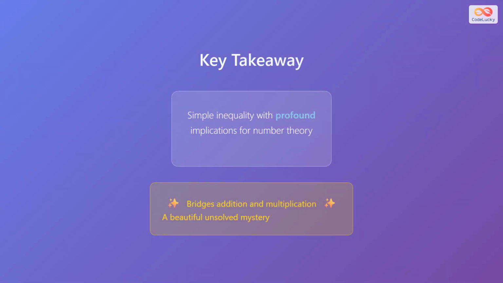In conclusion, the ABC conjecture is a simple inequality with profound implications for number theory. It bridges addition and multiplication. It remains a beautiful unsolved mystery, spurring mathematicians to explore the deepest connections within the world of numbers.